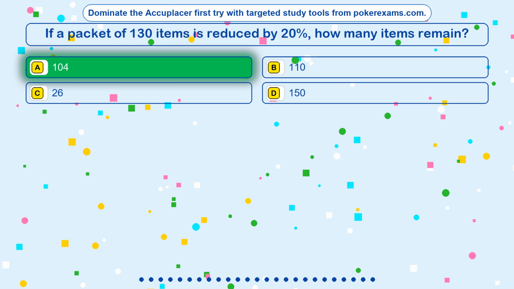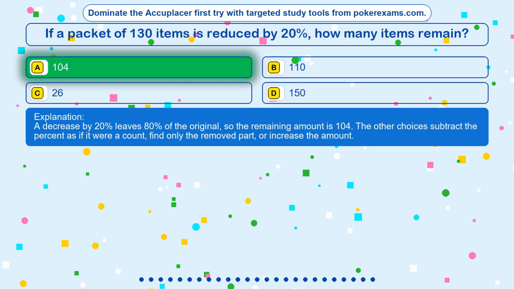The correct answer is option A, 104. A decrease by 20% leaves 80% of the original, so the remaining amount is 104. The other choices subtract the percent as if it were a count, find only the removed part, or increase the amount.